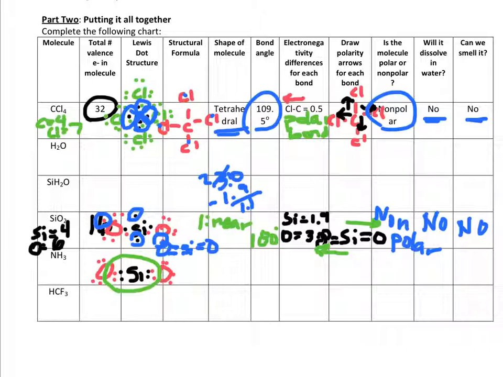All right, let us do one more. And it's the last one because that's all I've really got room for. All right, HCF3. Okay, so first off, again, let's do our number of valence electrons. H has 1. Carbon has 4. Each F has 7. We have 3 F's, that's 21. 21 plus 4 is 25, plus 1 is 26. So in our Lewis dot structure, we'll have 26 dots.